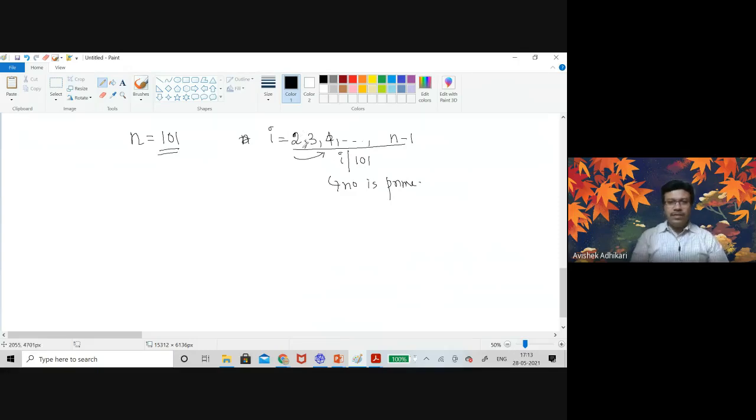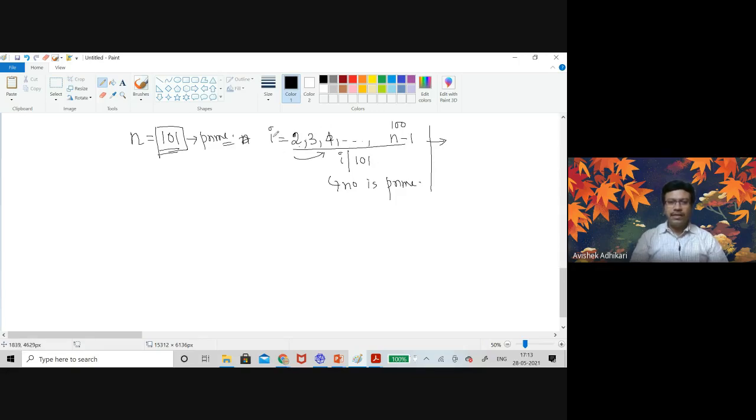So here we started with this, and if you go on with this, for 101, how many steps do you have to check? Because 101 is a prime number, you will need to check from 2 to 100. So how many steps do you need to check? Can anybody tell me quickly?